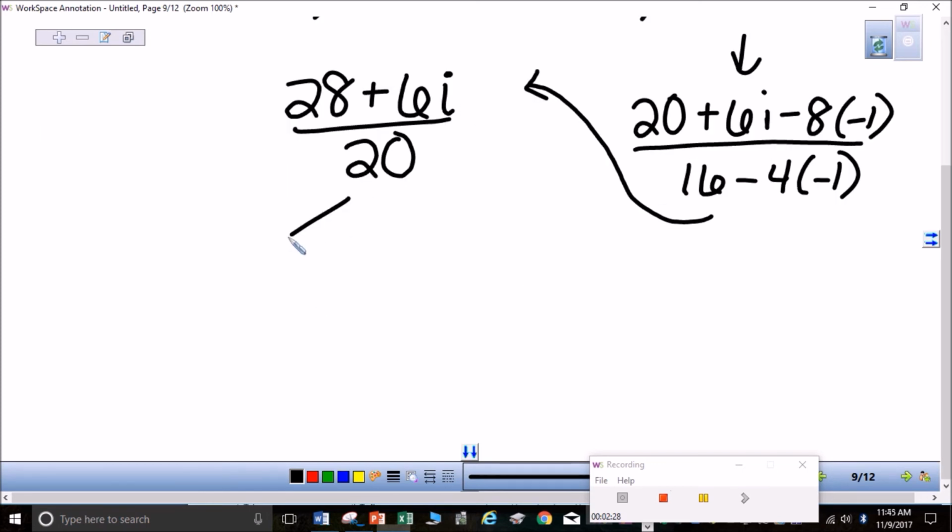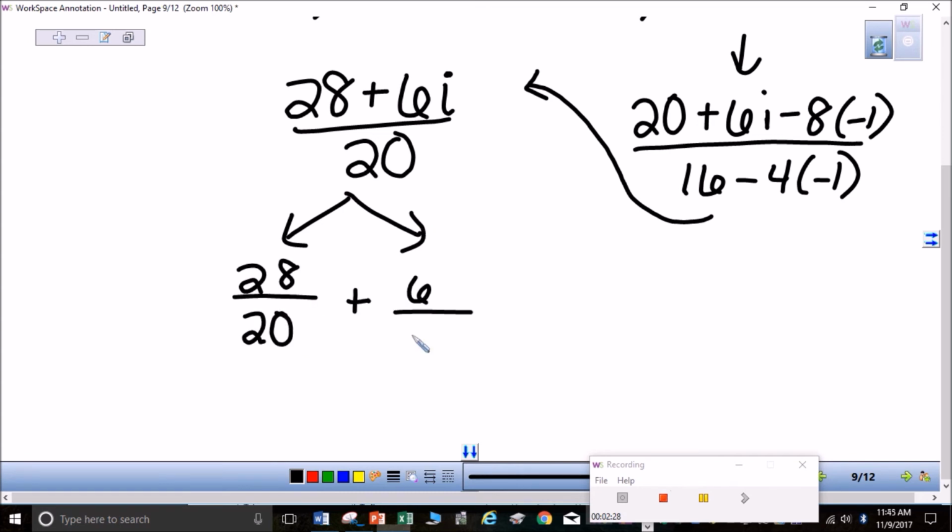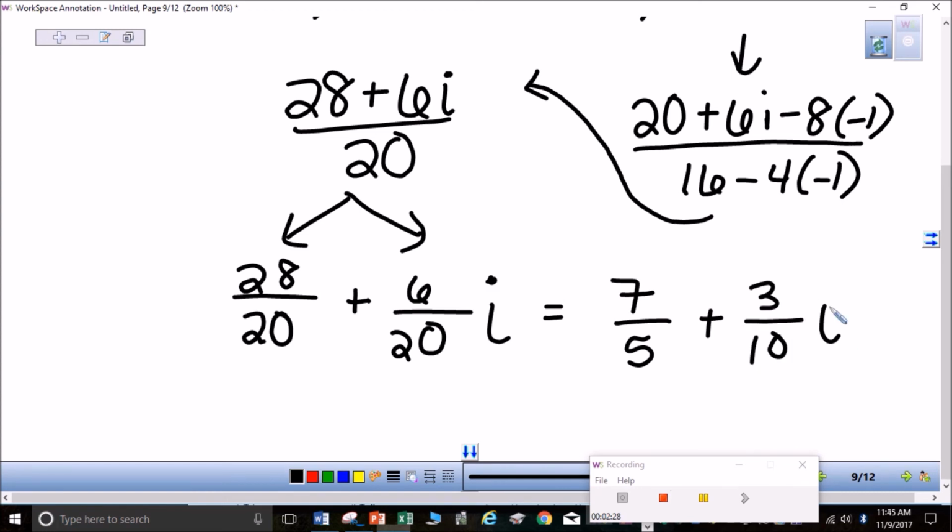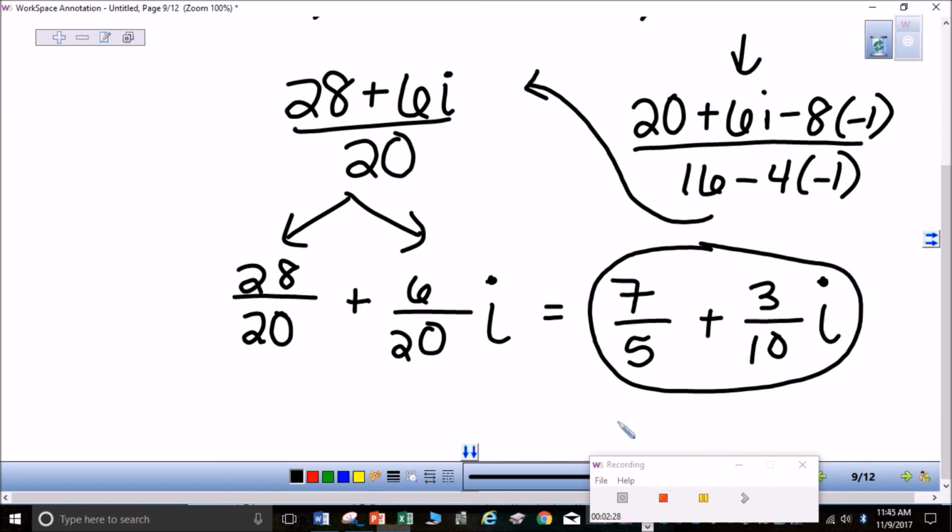All right, then just like we did in the last problem, we'll go ahead and split apart the numerator. So we'll split that into 28 over 20 plus 6 over 20i. And then we can simplify each fraction separately. So the first fraction, they actually have a 4 in common, so that's 7/5. The second fraction just has a 2 in common, so we'll turn that into 3/10. So that's our final answer in the a plus bi form.